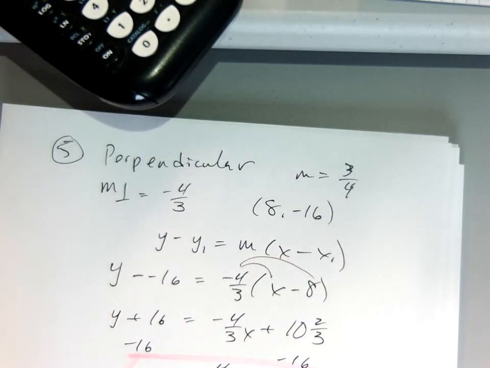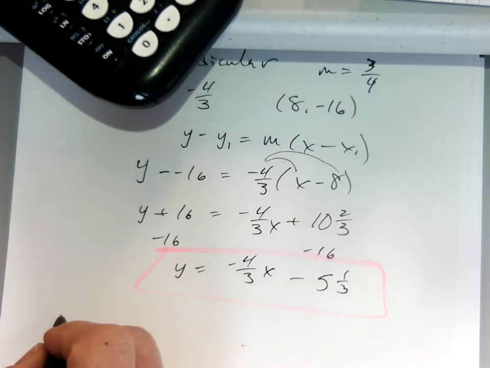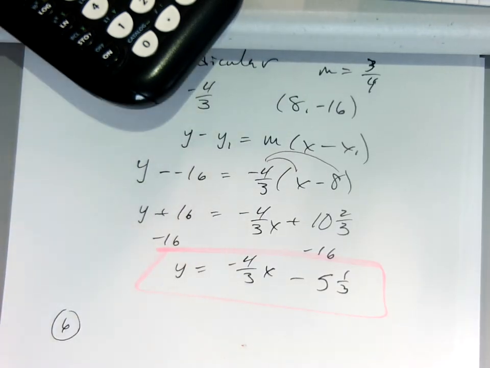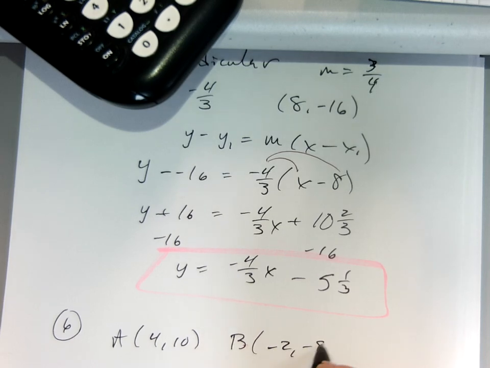Okay, all right, what else we got? We have then also number 6, perpendicular bisector. Again, I'm going to do it algebraically. I've got point A, which is 4, 10, point B, and you can do it graphically if it works. So first of all, I need the midpoint.